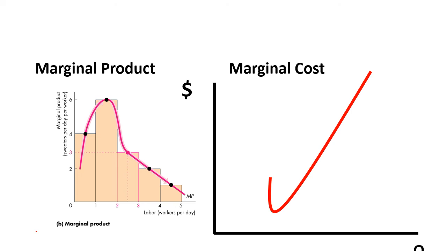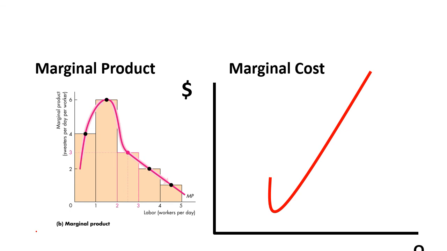Inverse. So we can graph the marginal product. We already did that. We can graph the marginal cost. Do you notice something about these graphs? What you should, because basically if I take that marginal product curve and I flip it upside down, it looks exactly like the marginal cost curve. Marginal product creates marginal cost.